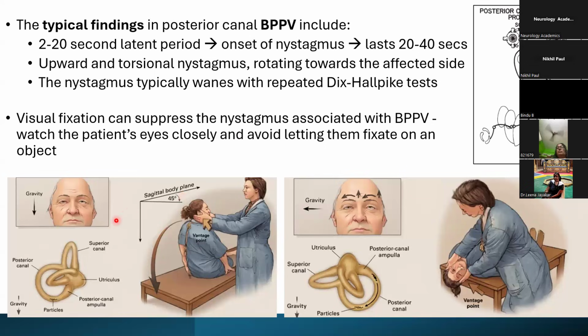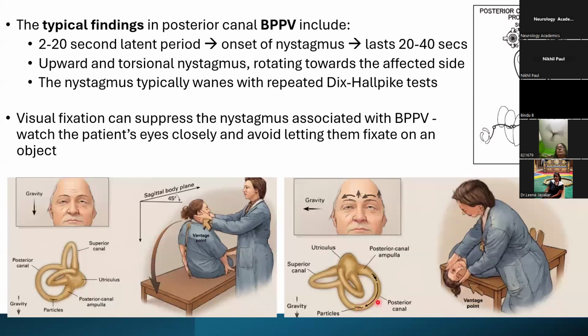So what exactly happens here? Just look at this picture. It is based on what I initially described. Initially, all this otoconia are present here. When we make the patient go supine, the direction of this otoconia is away from the ampulla. So the endolymph movement is away from the ampulla. And as I said earlier, these vertical canals get stimulated when the direction of flow is away from the ampulla.